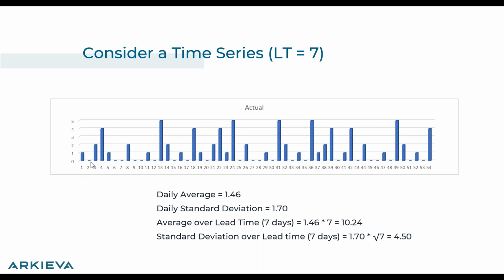So here is some demand. Some days we sell 1 unit, 2 units, some days we sell 4 units, and so on. The daily average is 1.46. The daily standard deviation is 1.70. The average over lead time, which is 7 days, is 1.46 times 7, so that gets us to 10.24. And the standard deviation over lead time is 1.70 times square root of 7, and that gets us to 4.50.